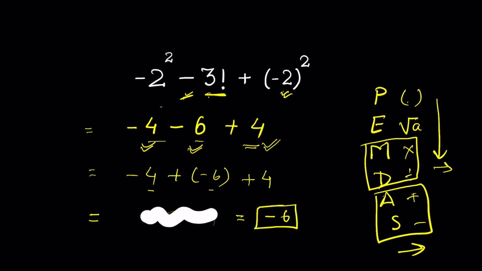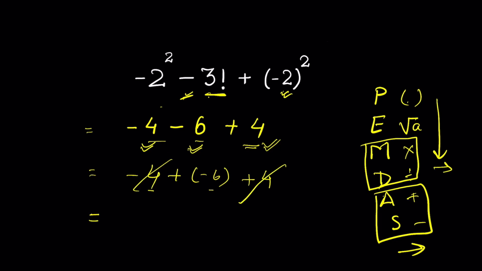In this way you can understand. Or what we can do, we can simply remove −4 and +4, they get cancelled, then we are left with −6. So this is our answer.